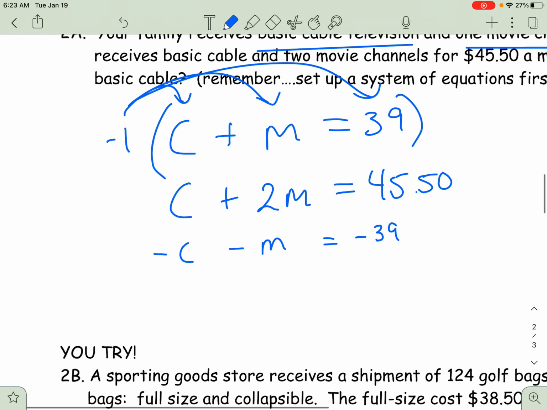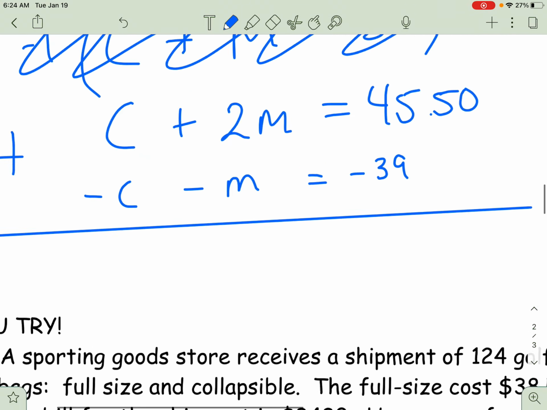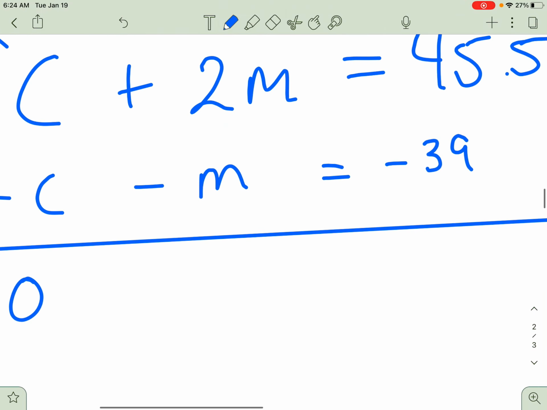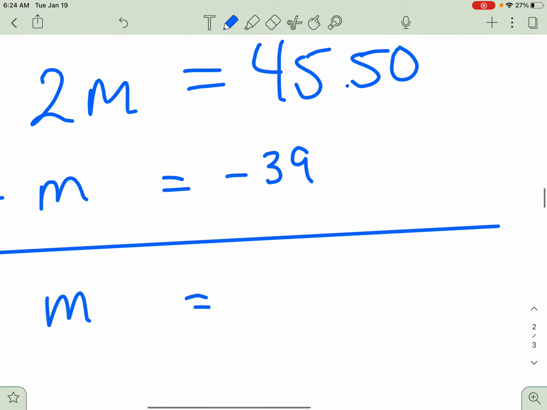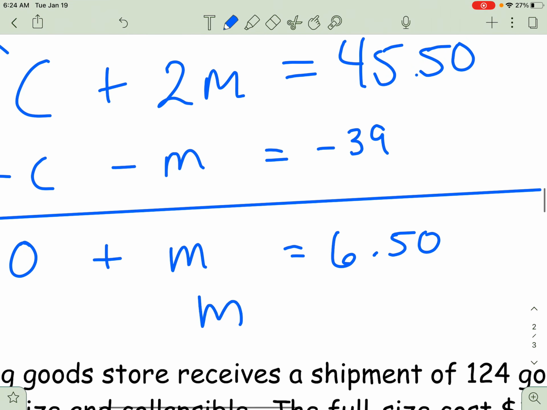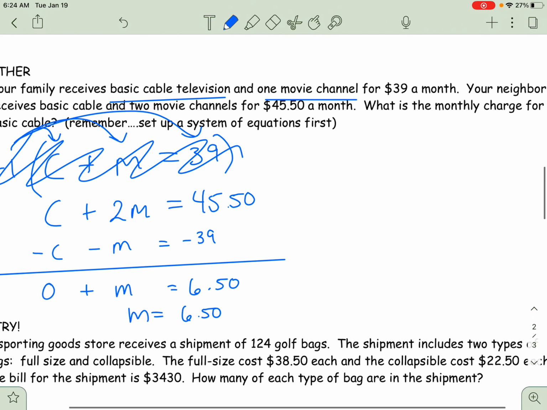Okay, so now at this point, I don't truly need this top anymore, right? I need these two equations now. Okay, so I have these opposite C's, which give me a 0. 2m minus m just gives me m. And 45.5 minus 39 gives me 6.5, or 6.50. Okay, so that tells you right there your m is 6.50. So that's your movie channel. That's how much per movie channel.